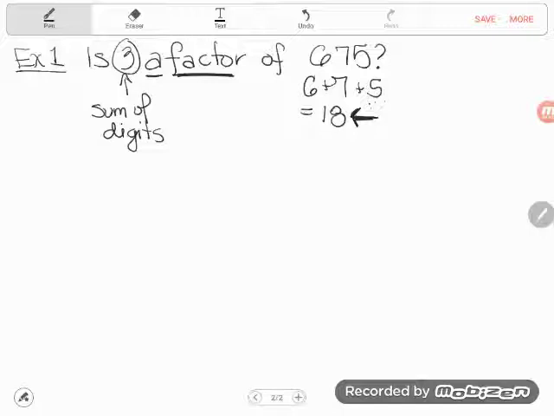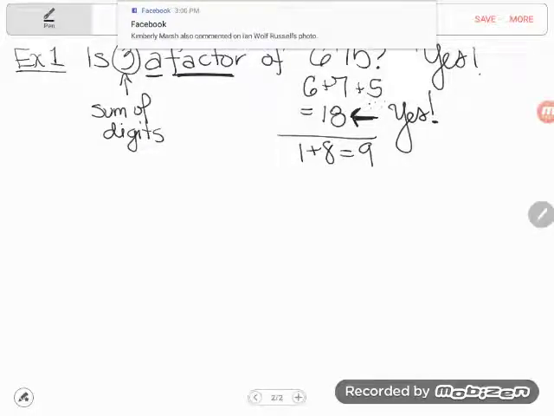Why, yes, it is. 18 is on the 3 times tables. Or again, if you don't know your 3 times tables up that high, you could continue to keep adding. Add that 1 plus 8, you'd get 9. And of course, you could see 9 is on the 3 times tables. So is 3 a factor of 675? Why, of course it is.